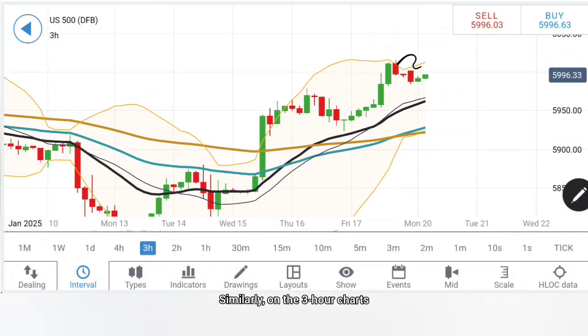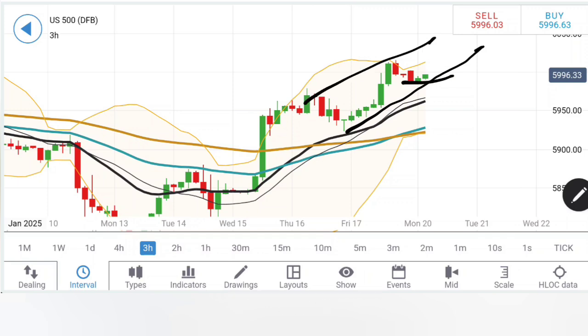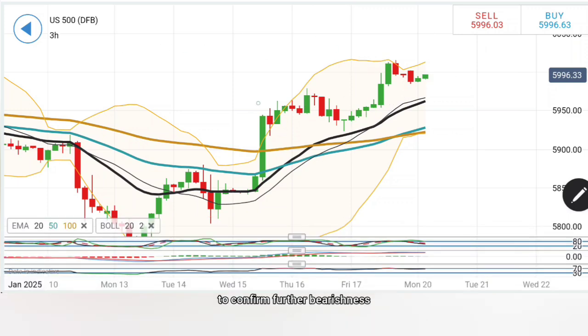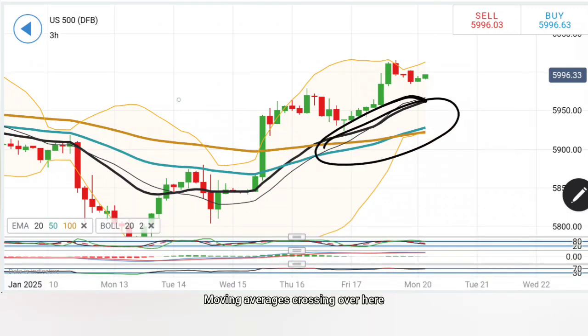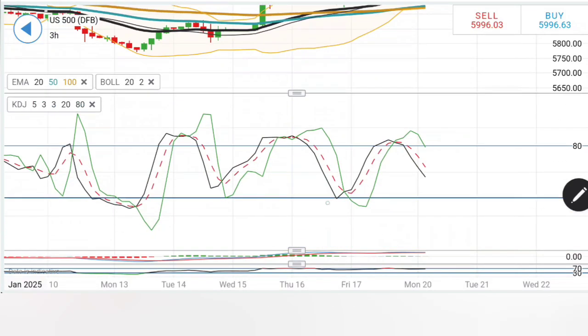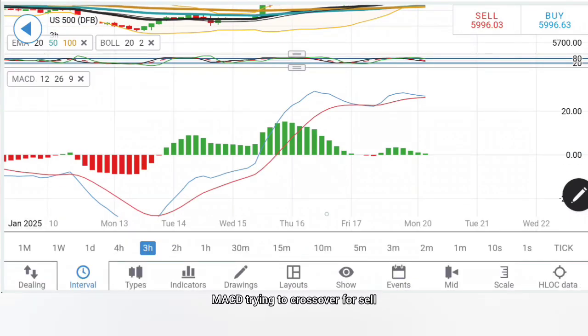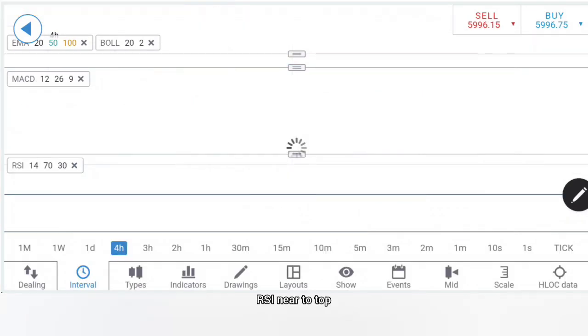Similarly, on the 3-hour charts, after a couple of retracement candles trying to bounce back, see higher lows and higher highs. So let it come out of this channel in order to confirm further bearishness. Moving average is crossing over here, very good sign for the bulls. Stochastic has dropped, MACD trying to cross over for sell, RSI near the top.